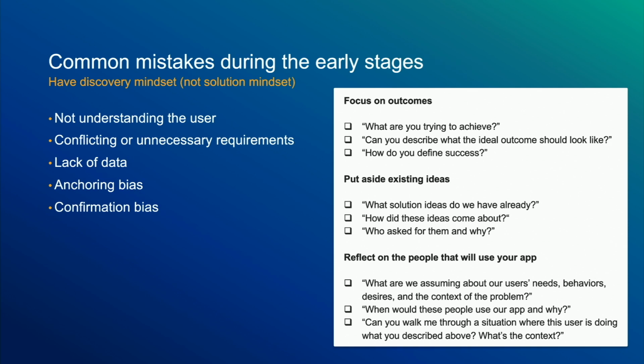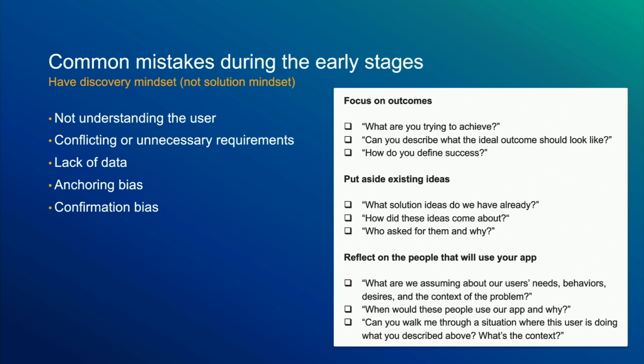Anchoring bias means that you're too focused on a specific solution too early. So it's really important to have an exploration mindset, not a solution mindset. Confirmation bias means that you then go out and seek evidence that your solution that you came up with is the right one. So what you really want to do in the early stages is to explore the problem space. So you will focus on the outcomes. You will ask questions. What are you trying to achieve? Can you explain to me the ideal outcome, what it should look like? And how do you define success?